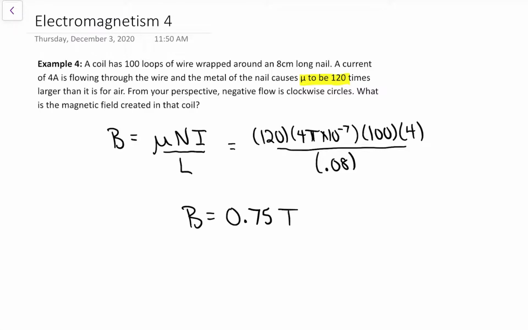When we did a long straight wire, we got a much, much smaller magnetic field. Long straight wires don't really create a strong field, but when we wrap it in a coil, especially if we put a metallic core, that amplifies the magnetic field.